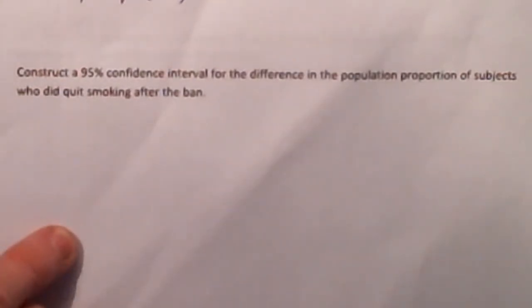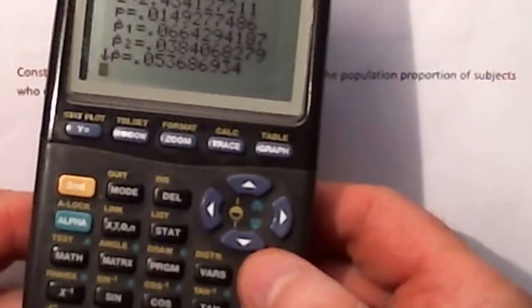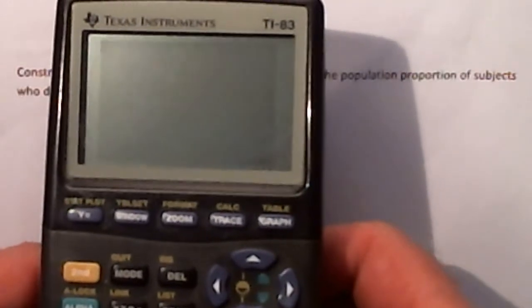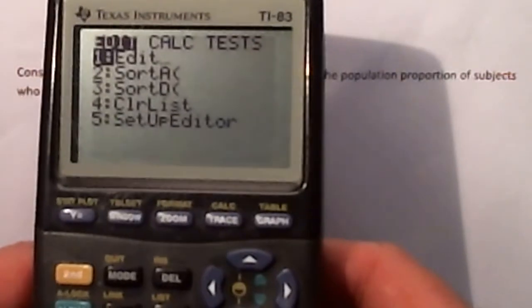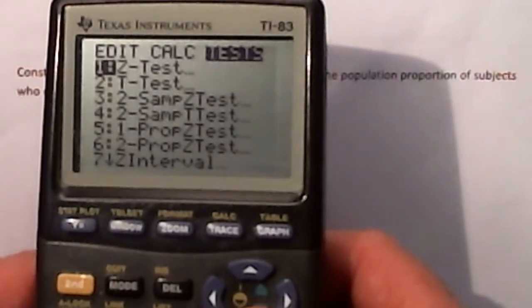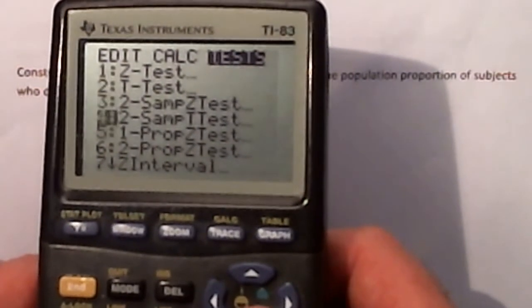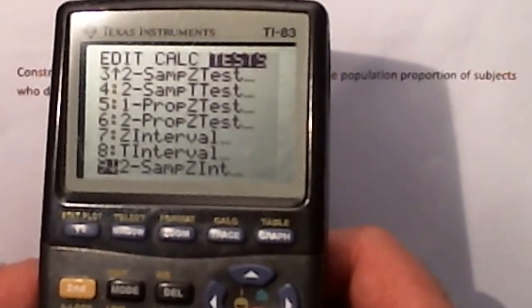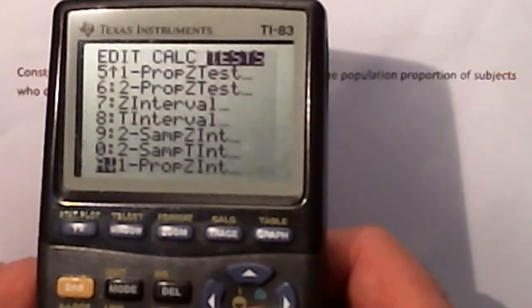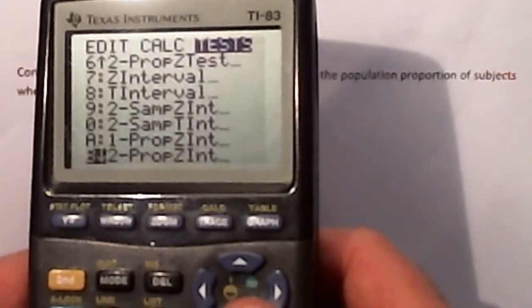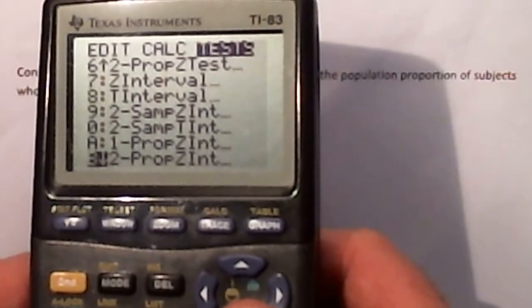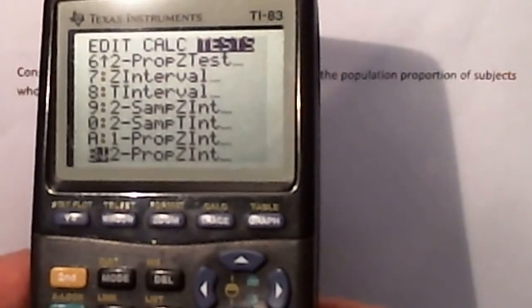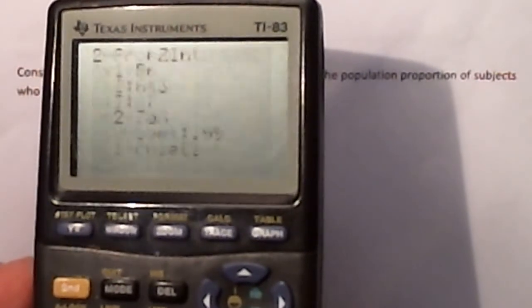Okay, so to build this 95% confidence interval, we would go to our calculator and we then hit our stat button and we go over to tests. And then we're going to go down till we grab, here it is right here. It's the 2-PropZInt function, the proportion Z interval function.